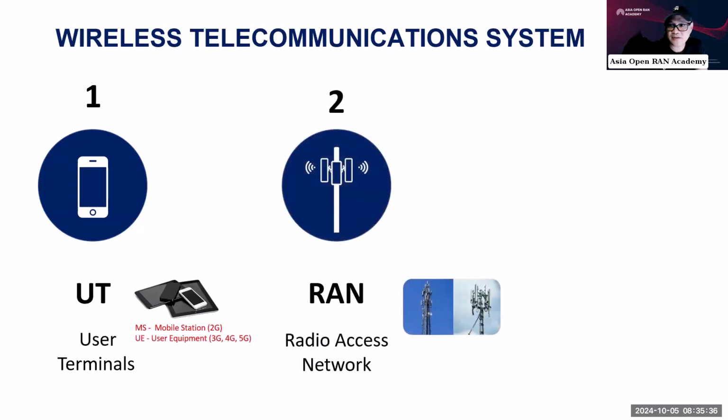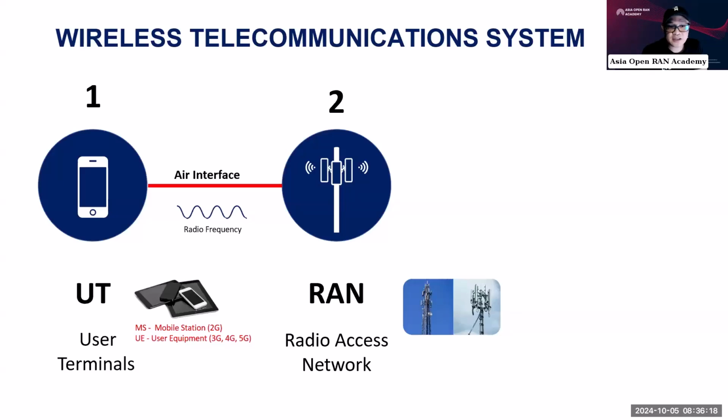Followed by this is the radio access network. This is the one providing the wireless connectivity that is required for your mobile devices to be connected to the core network. The radio access network connects the user terminals using what we call the air interface. Hold on, I'll just put the laser pointer. This air interface is composed of radio frequency. Later on we'll talk about this radio frequency.